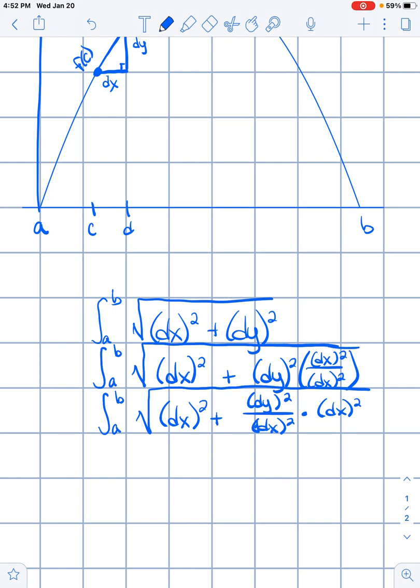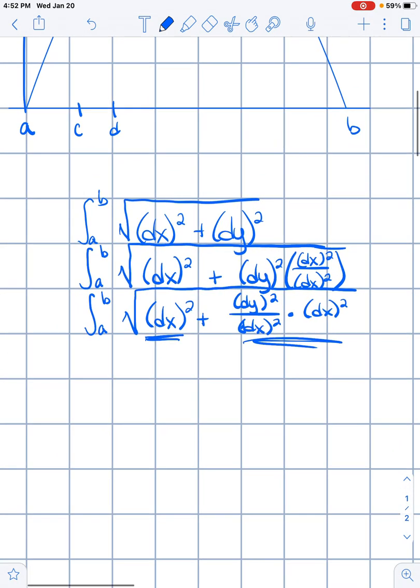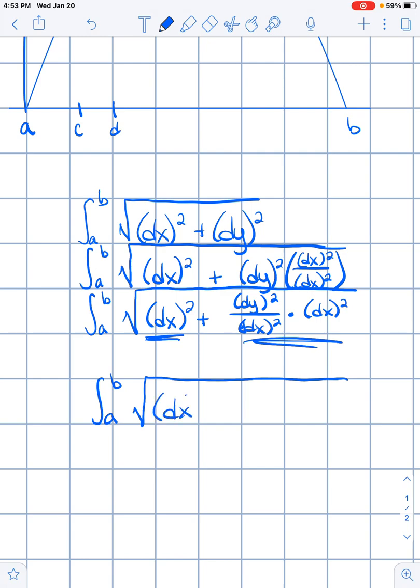The reason I did that now is that I see that both terms, this term and this term, both have a dx squared in common. So I can factor out a dx squared. Now everything I'm doing never needs to be done again. I'm just deriving this formula for you. I'm just showing you where the equation for arc length comes from. You'll never have to reproduce this ever, but it's interesting to see where it comes from.